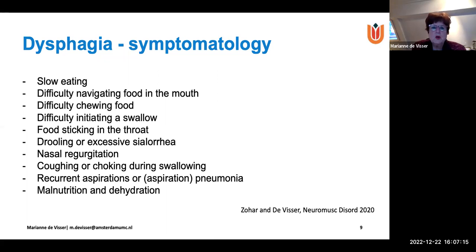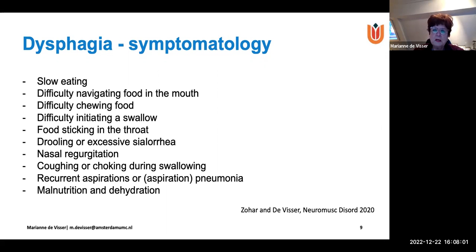This is a slide which shows the symptoms of swallowing difficulty. I will come back to that later, but dysphagia often goes unnoticed. So the doctor has to specifically raise the questions about the speed of eating, about how the patient navigates food in the mouth, whether there are difficulties with chewing the food, to initiate a swallow, whether the patient perceives that food is sticking in the throat, whether he or she is drooling or has excessive sialorrhea, whether the food comes through the nose, if the patient coughs or chokes during swallowing.